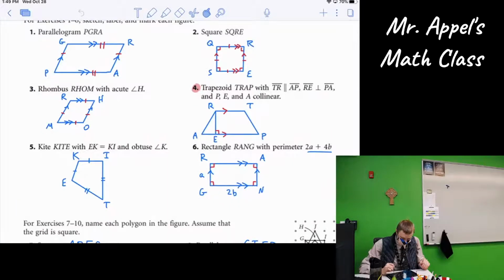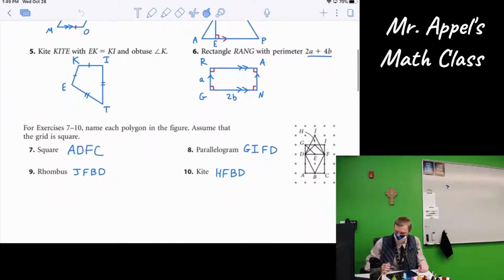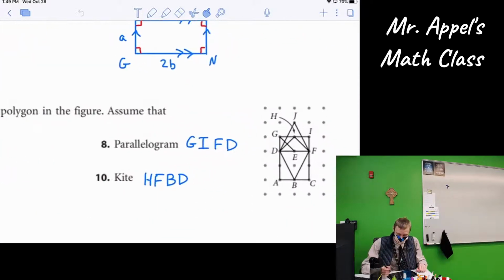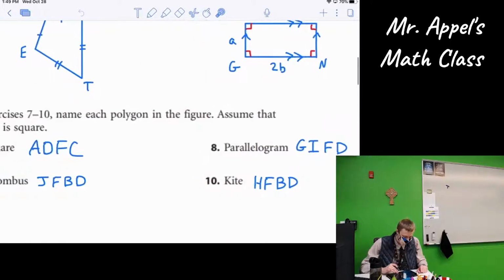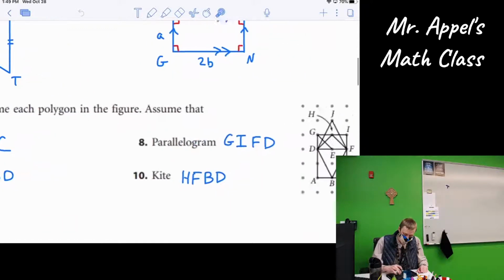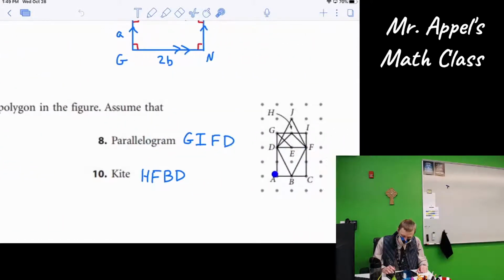Now, the next bit was a little more straightforward, naming some of the polygons inside here. So our square, one option is ADFC. That's this square in here. It's the only square on the picture, so you have to use those 4 letters, but what order you put them in didn't matter. You could go FCAD, you could go backwards, CFDA, okay? What order you put them in didn't matter.